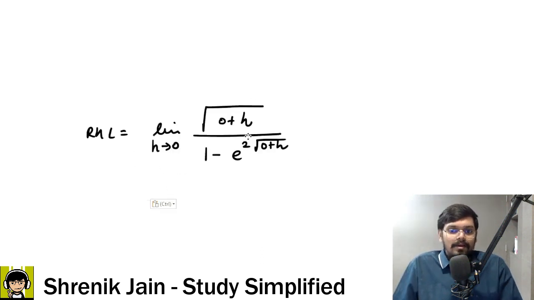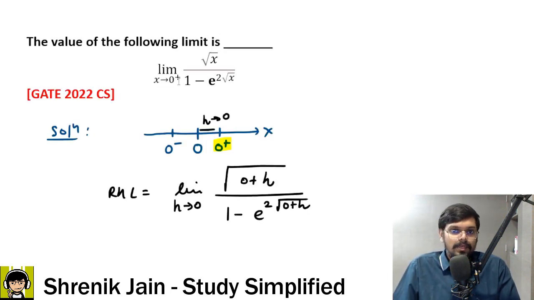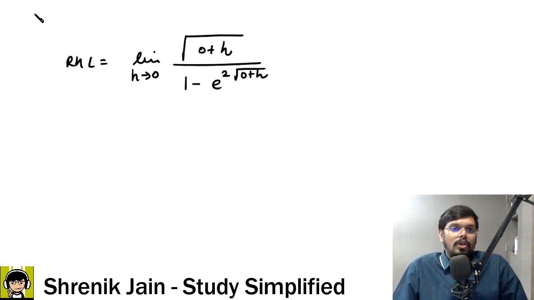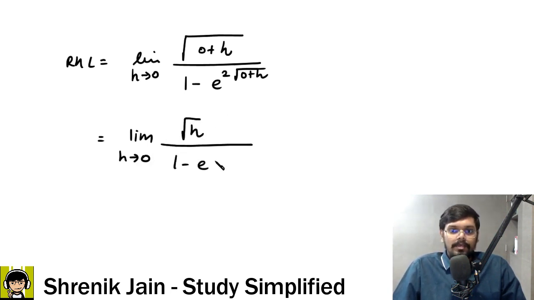So right hand limit आप यहाँ पर देखना इस प्रकार से, I have replaced that x tends to 0 plus as h tends to 0 plus, just indicating I have moved a bit forward from this 0 position. So 0 plus is said as 0 plus h, and wherever x was there I have replaced with 0 plus h. Okay, moving forward for the calculation, limit h tends to 0, square root h divided by 1 minus e to the power 2 square root h.